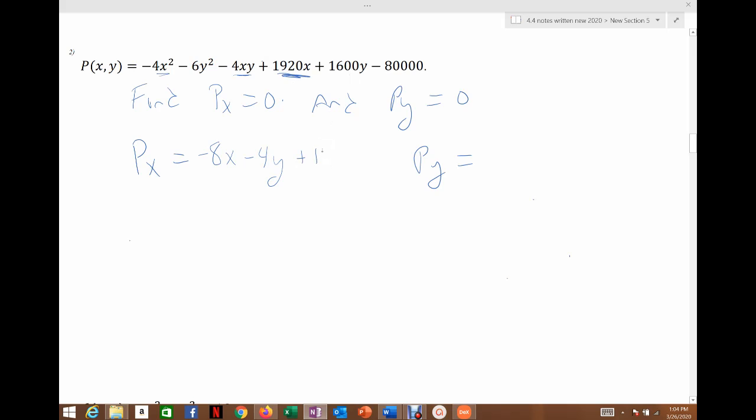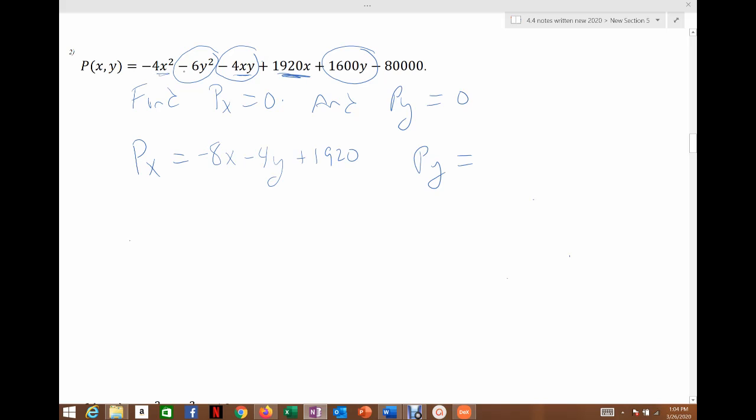Taking the derivative with respect to x leaves me with the 1920 as my constant. Alright, so there's my derivative with respect to x. Now my derivative with respect to y. Again, I only look at all the function parts with y in it. If it doesn't have a y in it, it'll zero away.